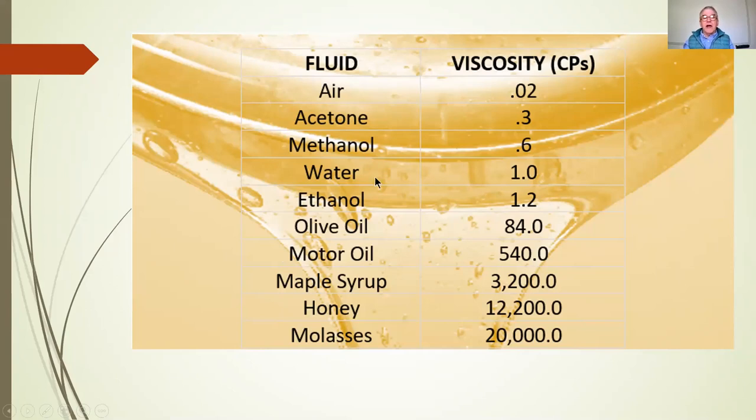So you could think of water as a liquid and its measurements as sort of the foundation to all other fluids. So as you can see, it is given the basic number of 1, and there are liquids that have viscosities less than, and there are liquids that have viscosities greater than water. So we have ethanol, olive oil, motor oil, maple syrup, honey, molasses. Molasses is made from cane sugar, and it is a very dense material that pours very slowly.